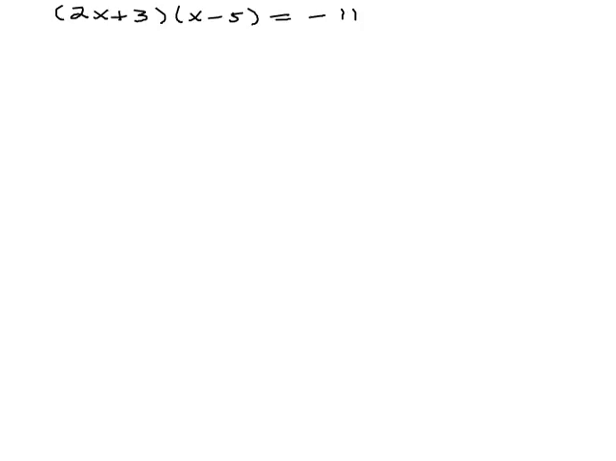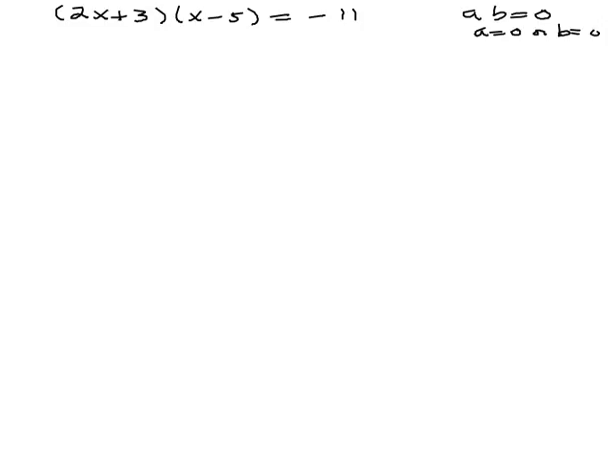We'd like to look at this example. The quantity 2x plus 3 times the quantity x minus 5 equals negative 11. Remember, we're using the property of 0, that two numbers multiplied together, or two quantities multiplied together, equals 0 if and only if a equals 0 or b equals 0.